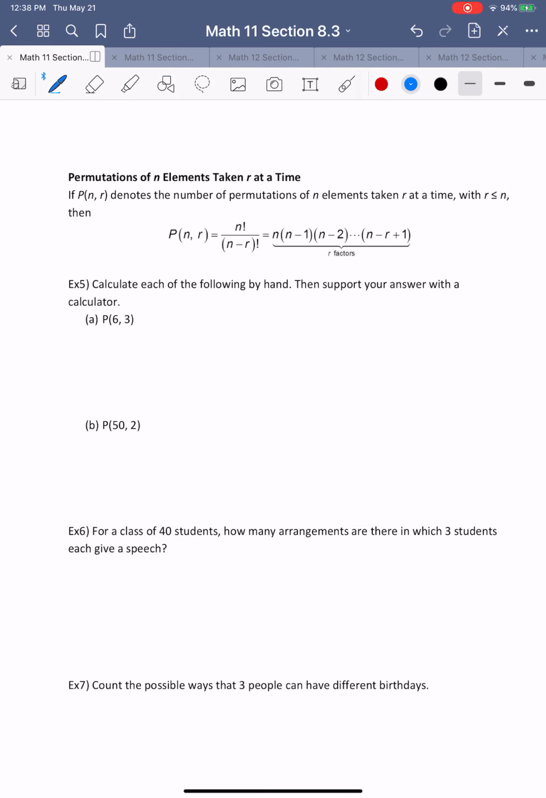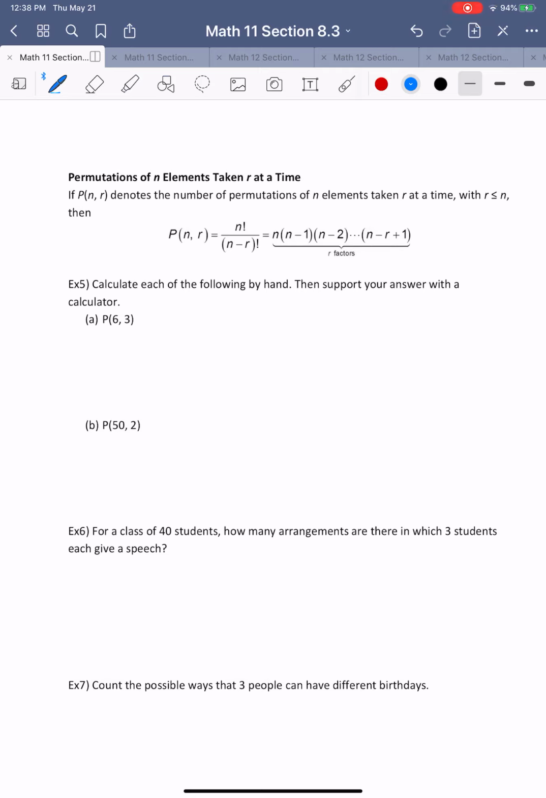All right, permutation of n elements taking r at a time. If P(n,r) denotes the number of permutations of n elements taking r at a time, with r always less than or equal to n, then we get this formula.